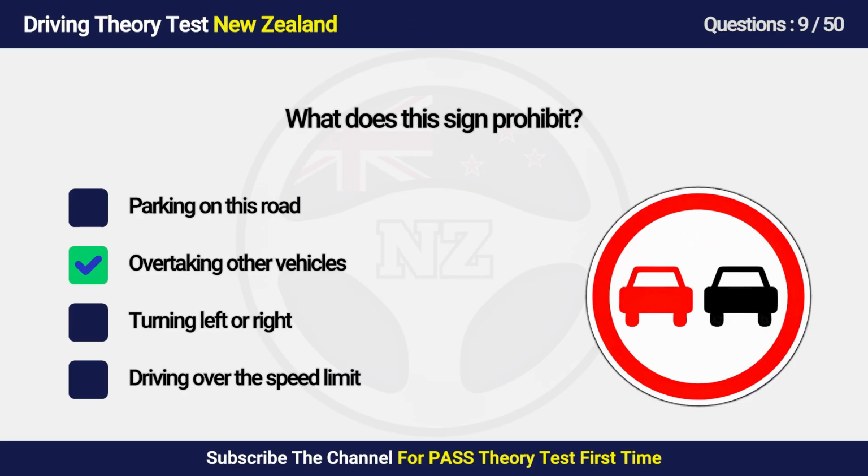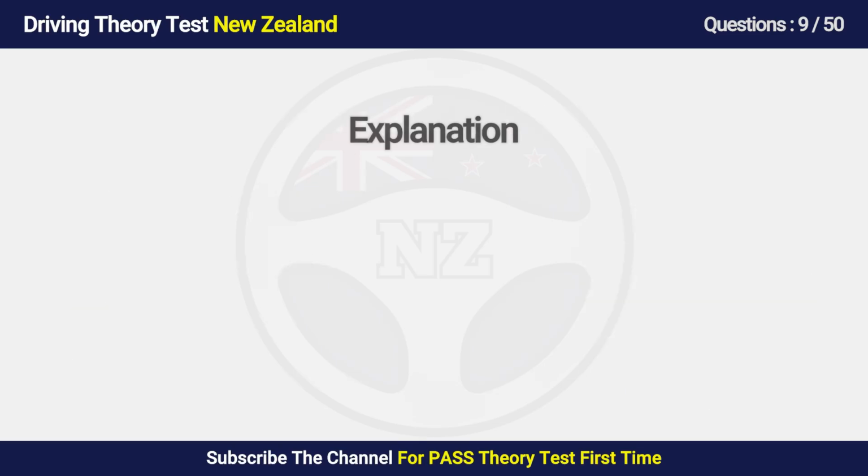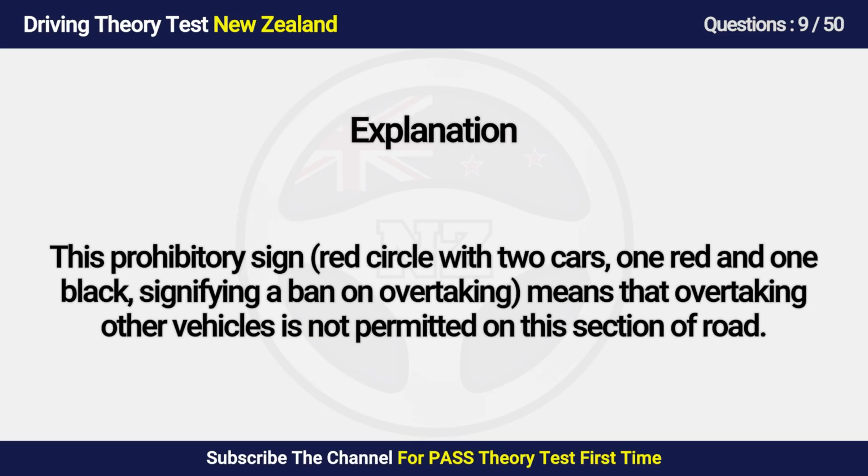Answer is B, overtaking other vehicles. This prohibitory sign, a red circle with two cars, one red and one black, signifying a ban on overtaking, means that overtaking other vehicles is not permitted on this section of road.